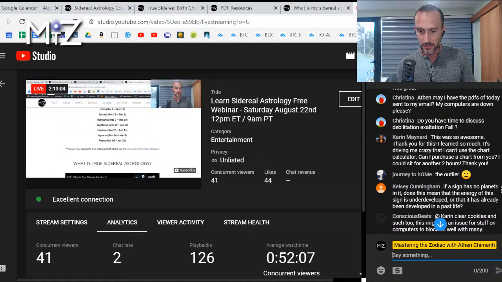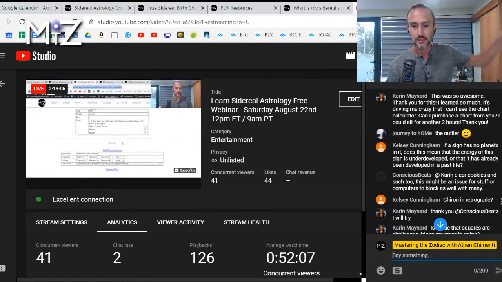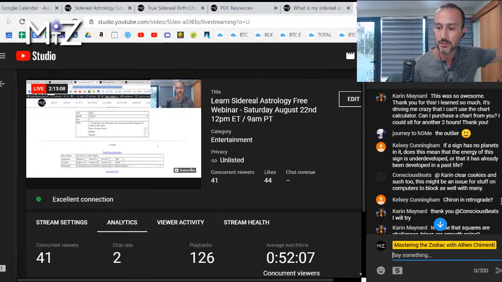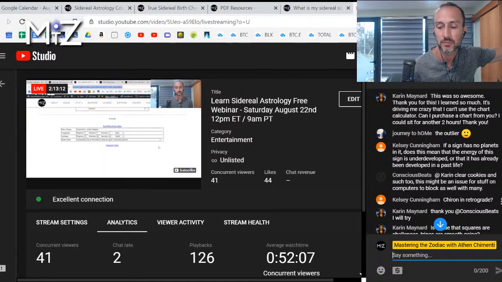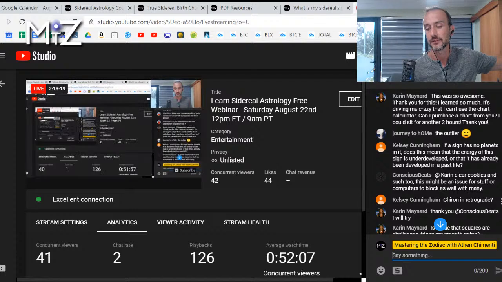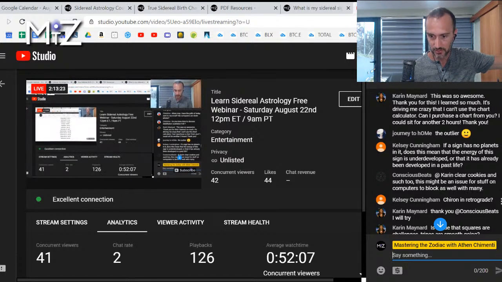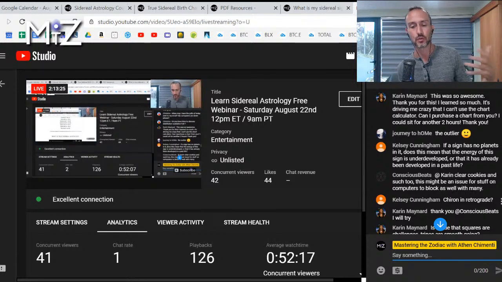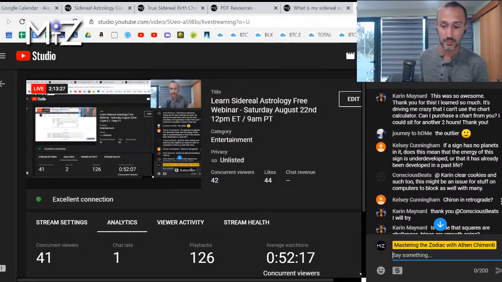All right, Kelsey, if a sign has no planets in it, does this mean the energy of this sign is underdeveloped, or that it has already been developed in a past life? You could say it's maybe been developed in a past life, but most importantly it means that it's not a major life area of development that life's really challenging us to develop. It's just not major spiritual growth lessons around that sign. There will be when there's transits, like we were saying, in certain times.